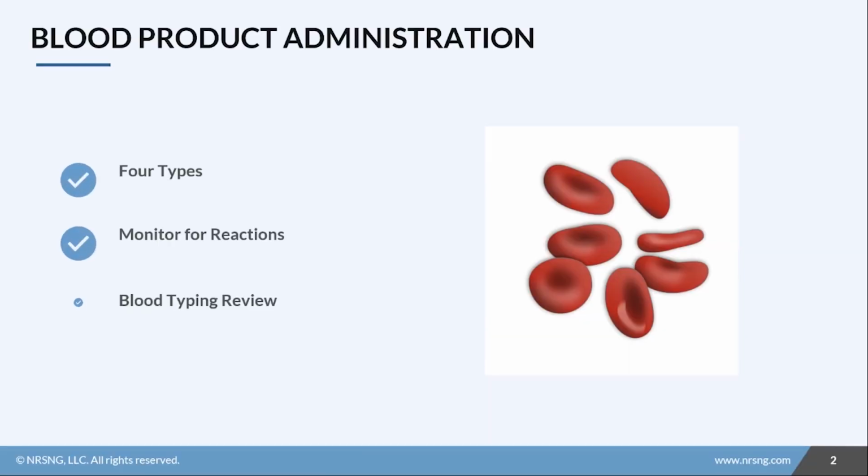Today we're going to talk about administering blood products. Let's dive in. So, when we talk about administering blood products, there are 4 main types that we give to our patients. The thing that all 4 of those types have in common is that we want to be monitoring for reactions. It is always going to be safety first when we're talking about blood products.